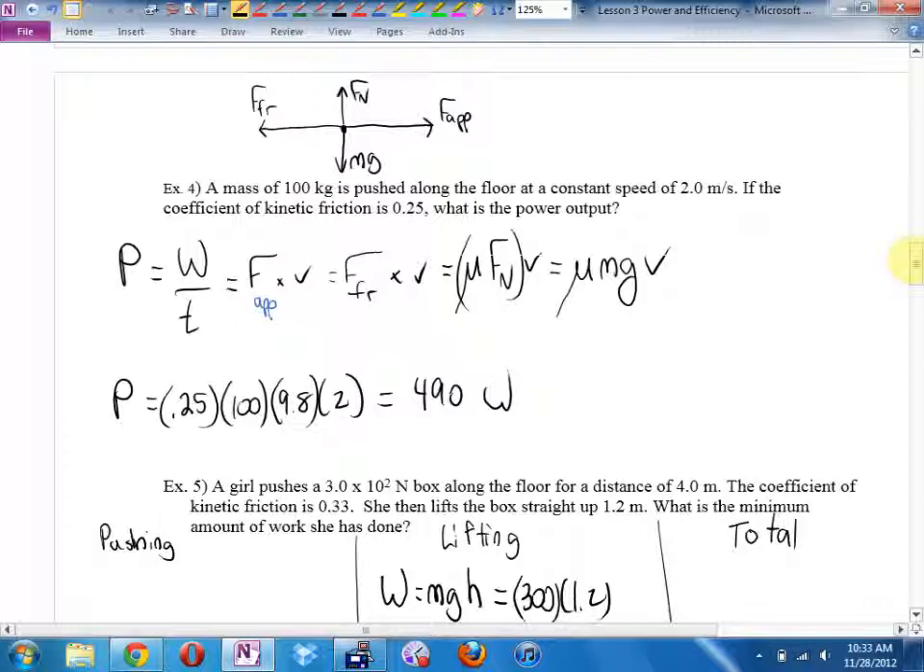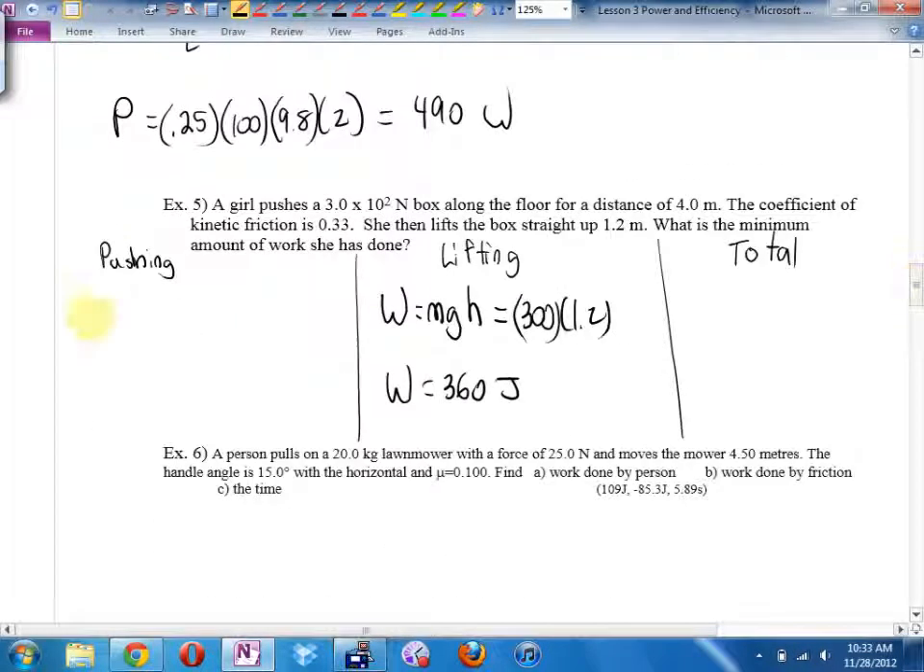In other words, I think for pushing, I'm going to say work equals force times distance, and it's the applied force. I don't know the applied force. But look, I know another force the same size as the applied force, friction. I think it's going to be force of friction times distance.